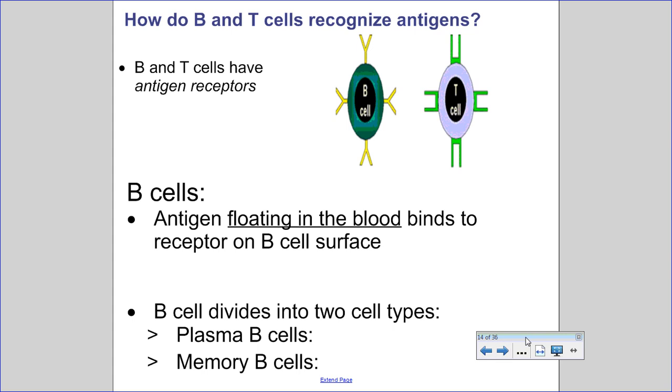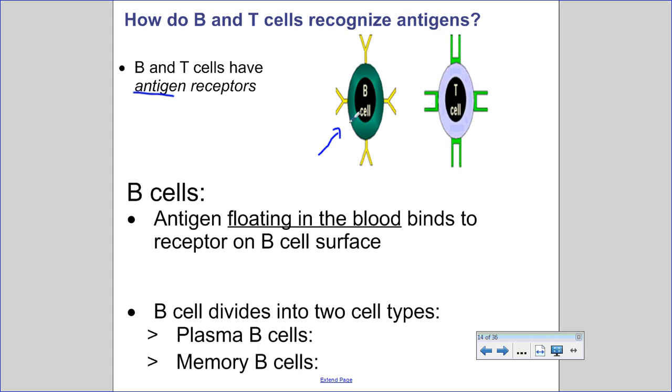So how do B cells and T cells recognize antigens? Well, B cells and T cells have what are called antigen receptors. On B cells, their antigen receptor looks very much in the shape of an antibody, and in some ways it's kind of a pre-antibody. T cells have a different type of receptor on them.